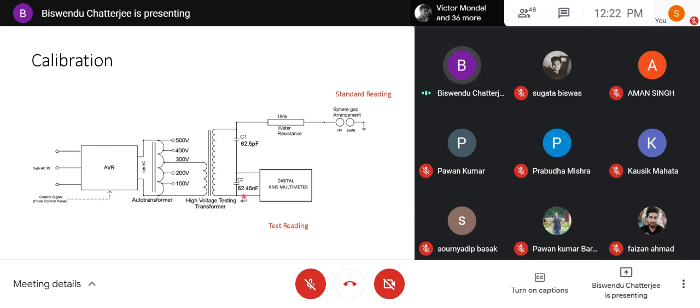Now the capacitor divider I have told you, and a digital multimeter will be your test reading, and the 180 kilo ohm water resistance sphere gap is the standard reading. Now why is the sphere gap standard? Because it is only a spark phenomenon. Nobody can calibrate a spark, so it should be the standard.